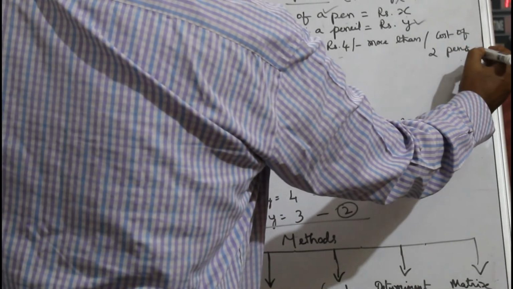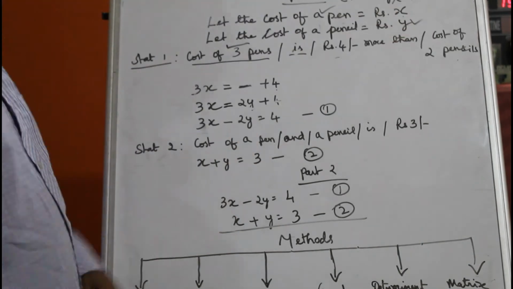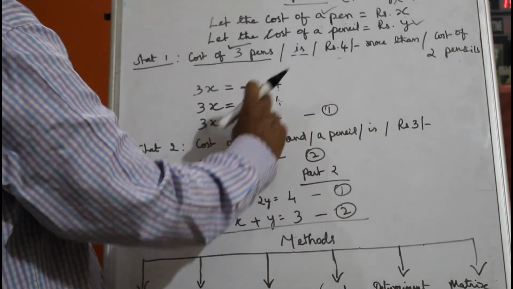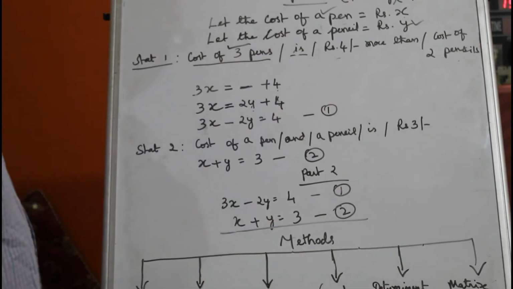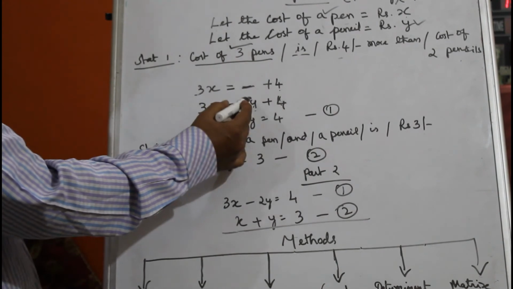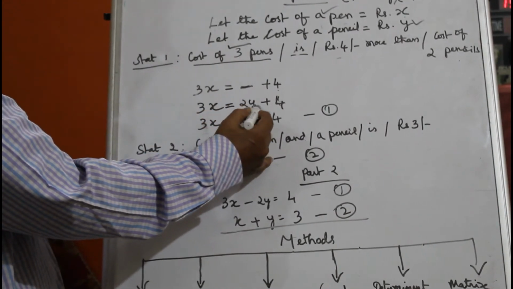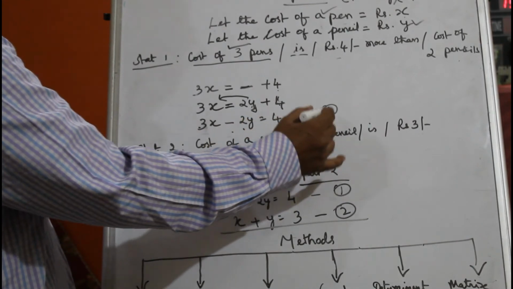Cost of 2 pencils. Now look here, 1 pencil is Y rupees. So 2 pencils is 2Y rupees. So the 2Y is put here. 2Y plus 4. So you get 3X equal to 2Y plus 4. And unknown letters should come one side. So bring the 2Y this side. You get 3X minus 2Y equal to 4, equation number 1.